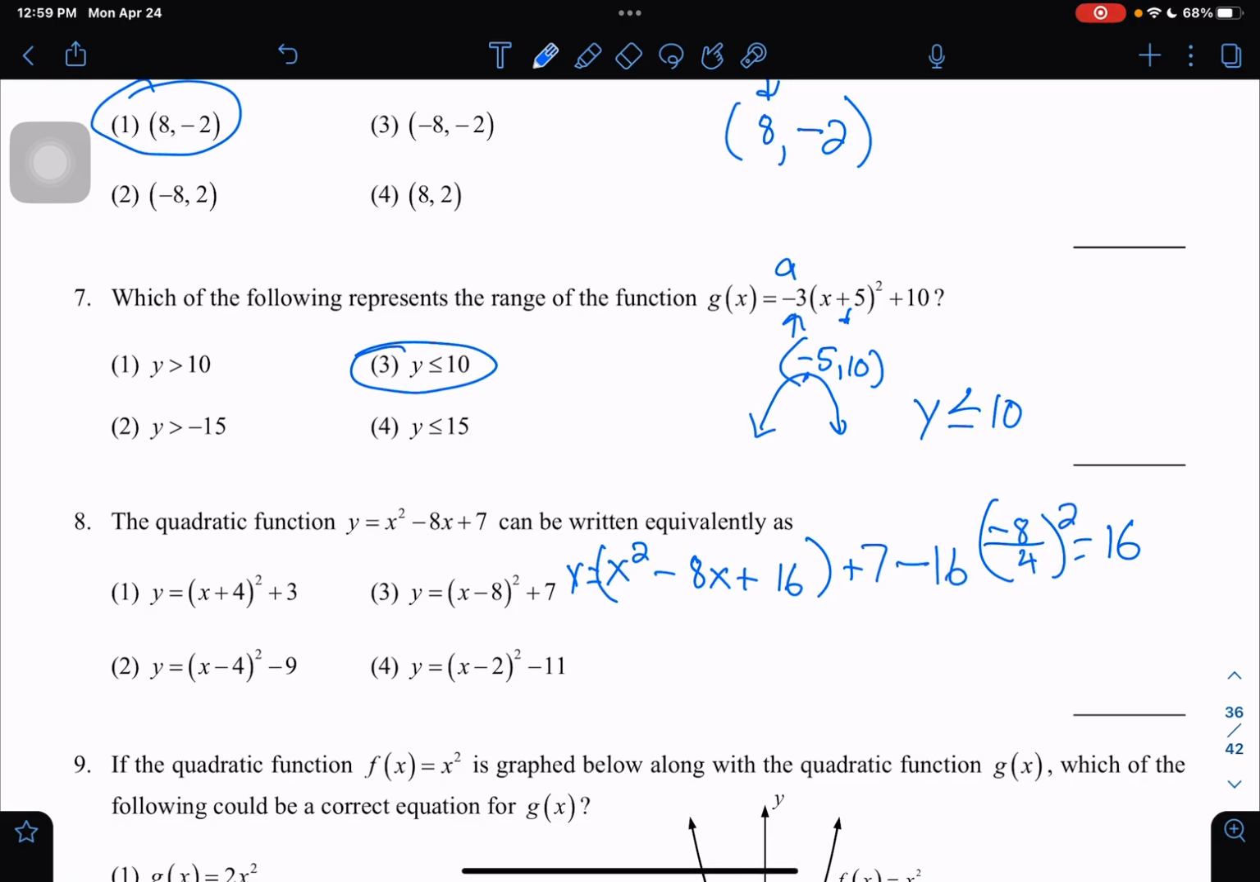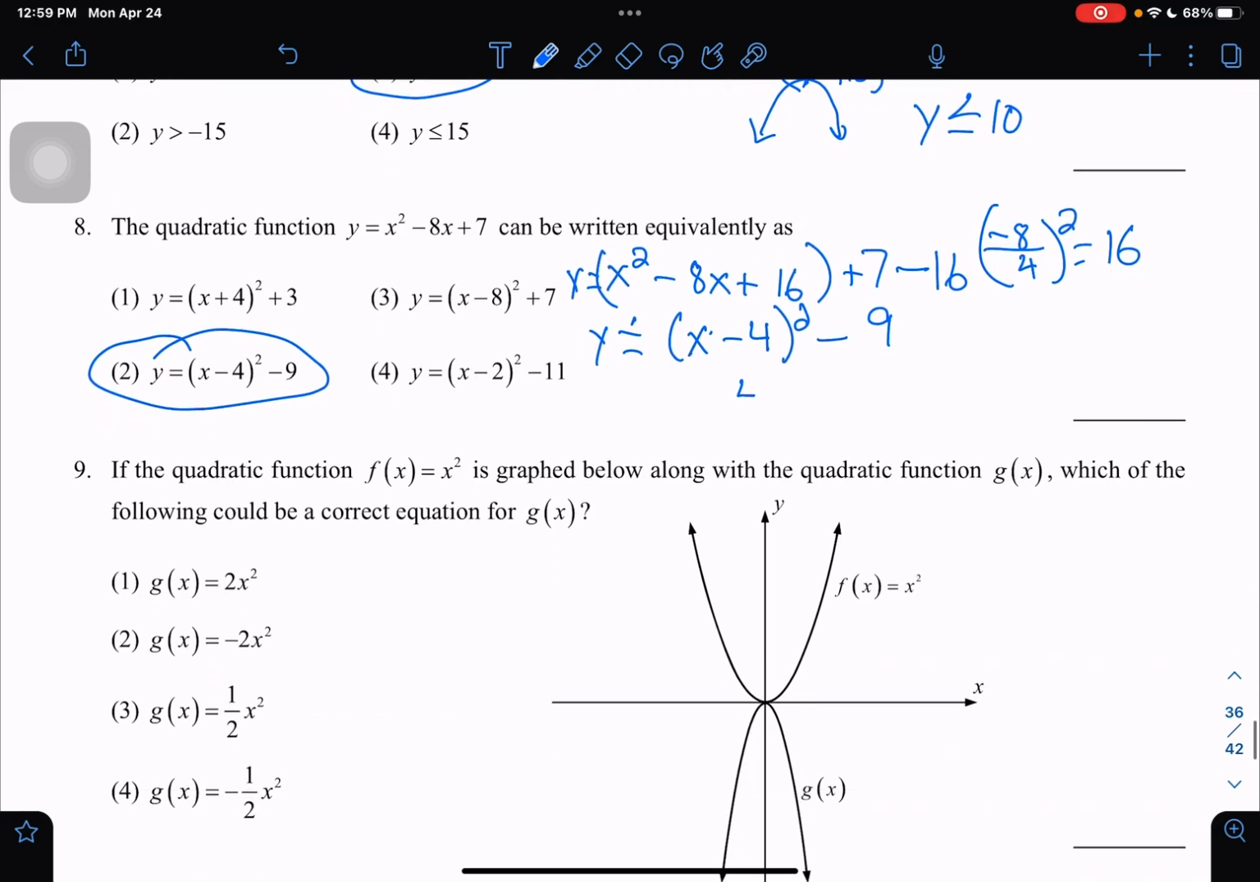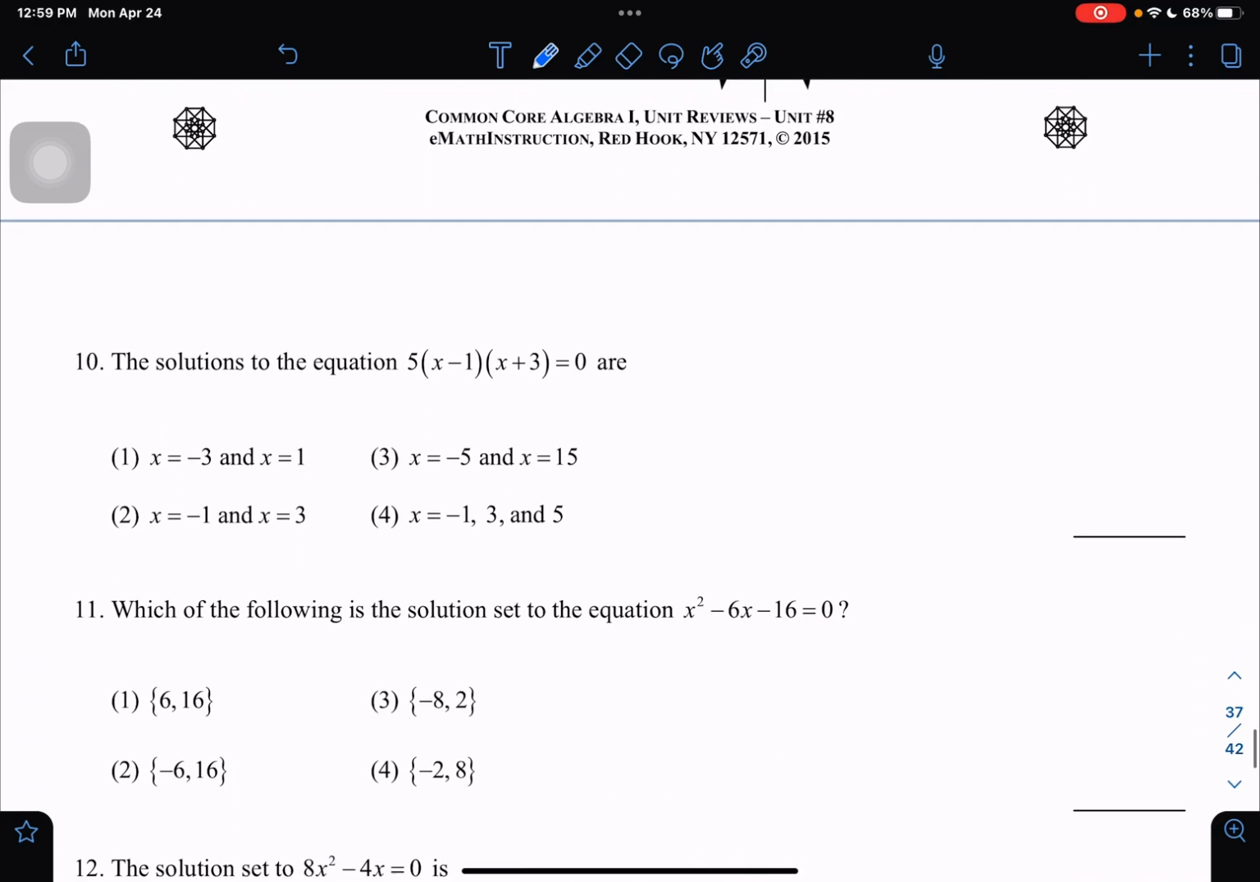All right, so then this factors into (x minus 4) squared, right? We cut the -8 in half. And then 7 minus 16 is -9. So this is the point, well, we're looking for the equation. So -4 and -9 is 2. All right, on to the next page.